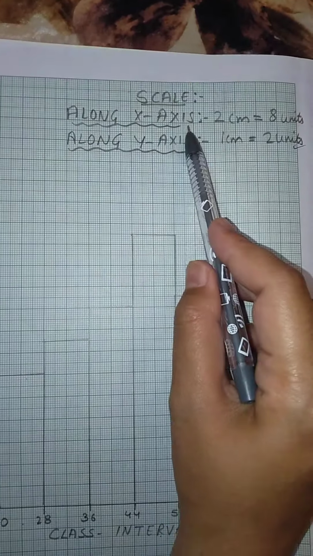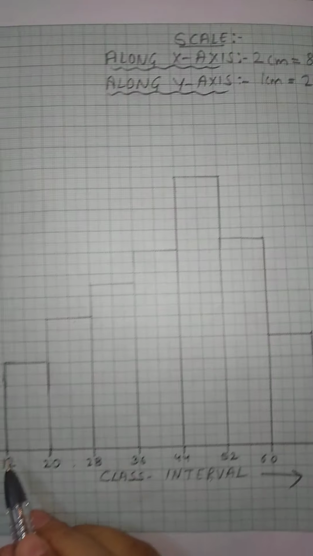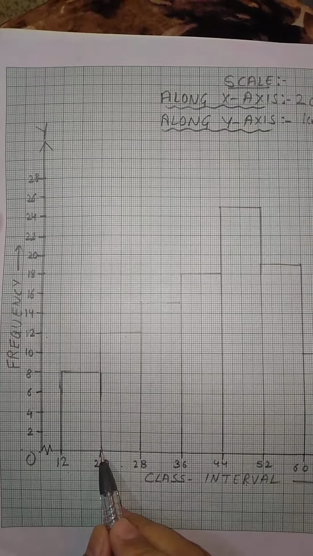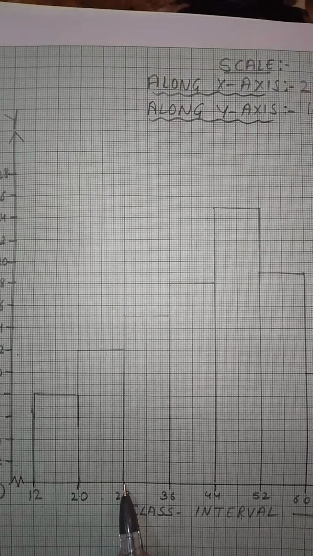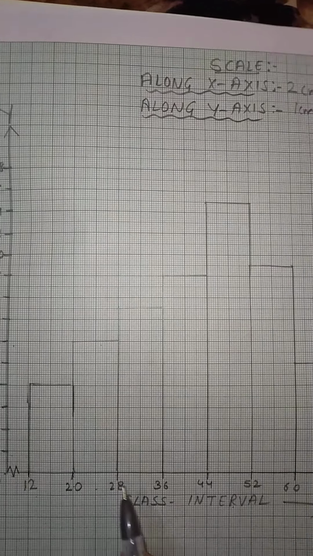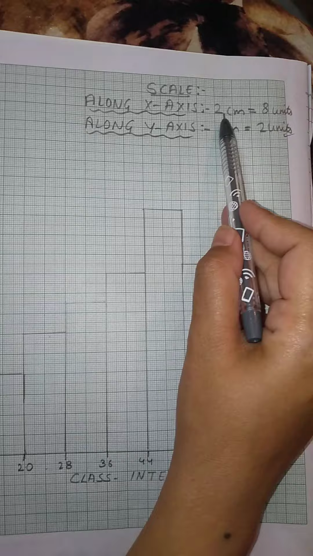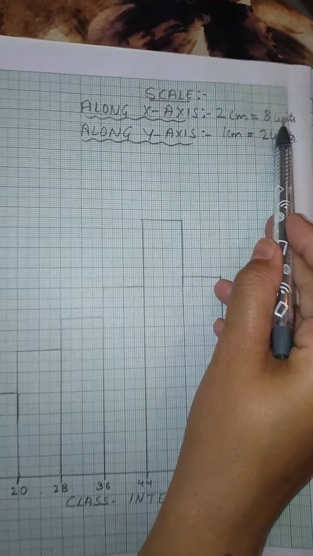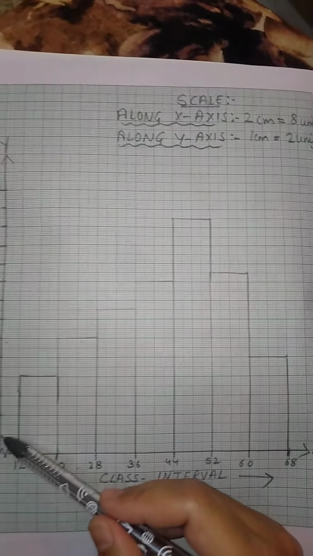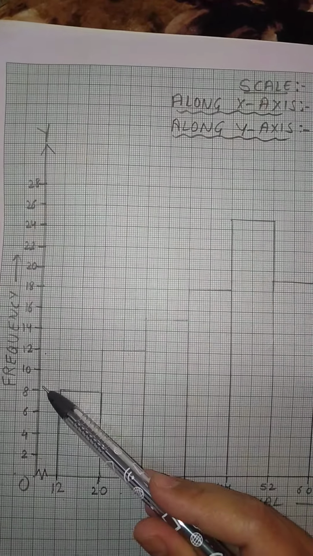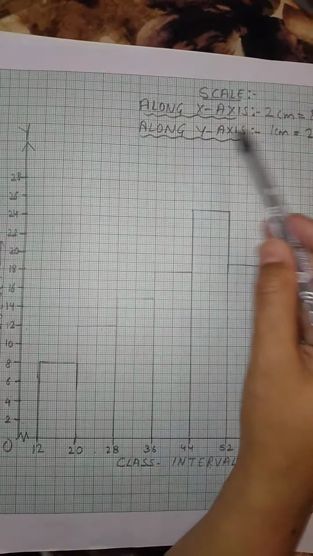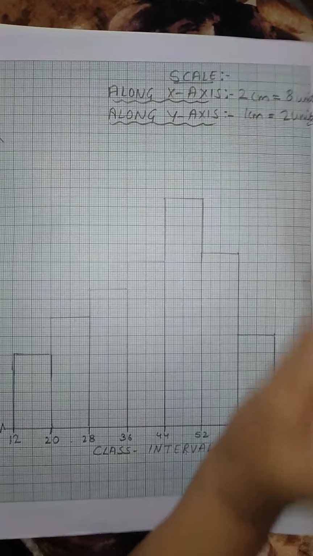Write it down along the x-axis. Look here. After 2 centimeter, I am leaving 8 numbers. 20, 28. 8 numbers I have left, and this gap is 2 centimeter. So my 2 centimeter are equal to 8 units. Look at the y-axis now. This is a gap of 1 centimeter. And the numbers I am skipping, 2 numbers I am skipping. So along the y-axis my 1 centimeter is equal to 2 units.